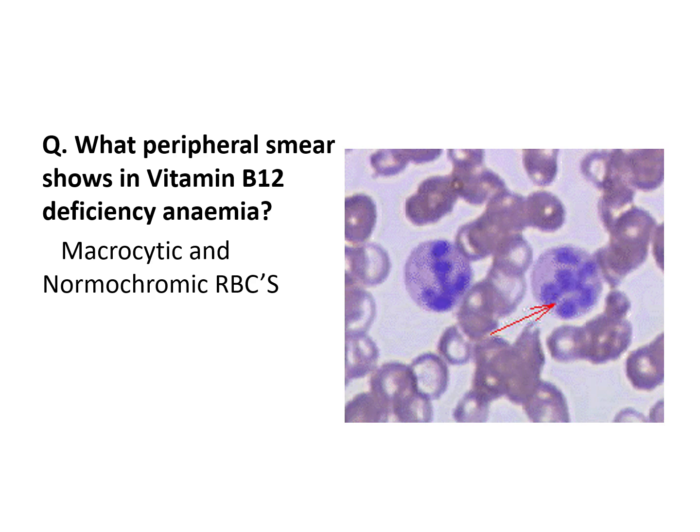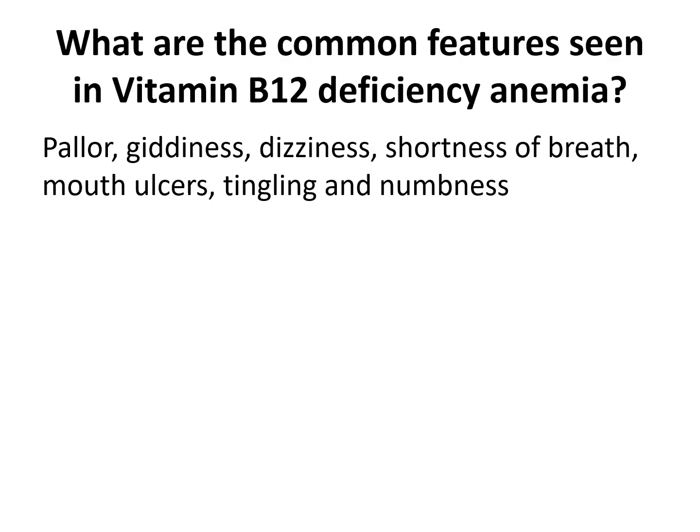What the peripheral smear shows in B12 deficiency anemia is large sized RBCs, which are called macrocytes, and normochromic. The common features seen in vitamin B12 deficiency anemia are pallor, giddiness, dizziness, shortness of breath, mouth ulcers and tingling and numbness. These are the neurological symptoms often seen in patients with B12 deficiency.